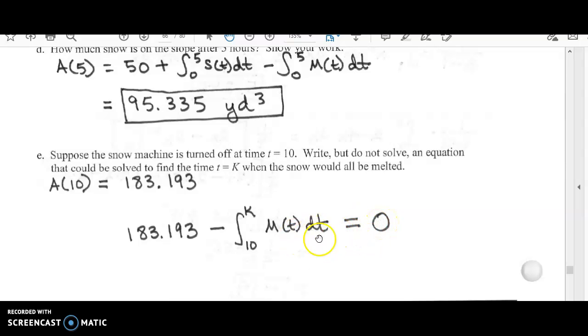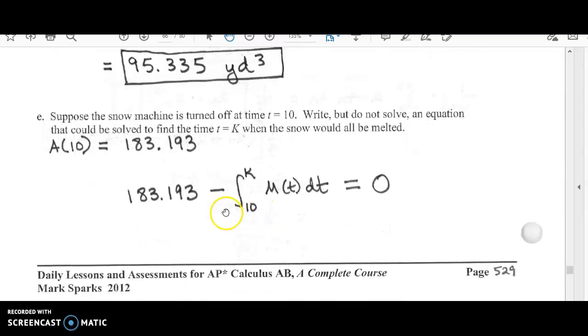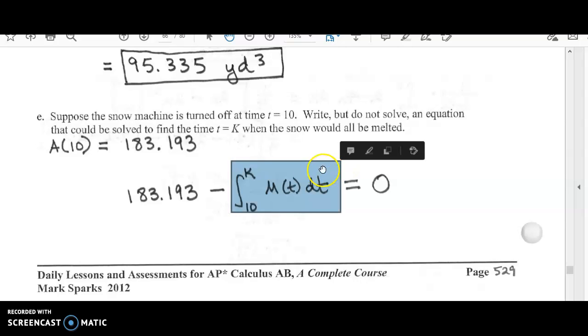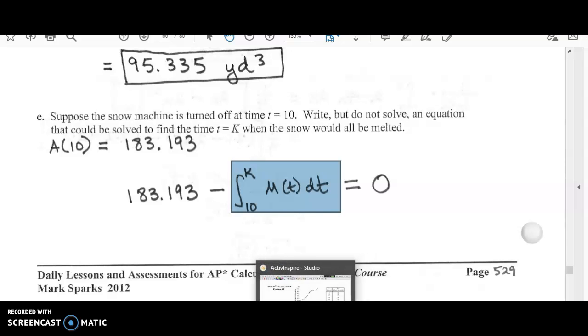Now some people are a little bit more strategic about this, and what they'll do is they'll write 183.193 is equal to this piece I'm trying to highlight. And the reason why that works is because you can add that over. And basically you want to see where they undo each other, how the amount of time it would take to undo that. Hopefully now I've justified well enough why that is your final answer.